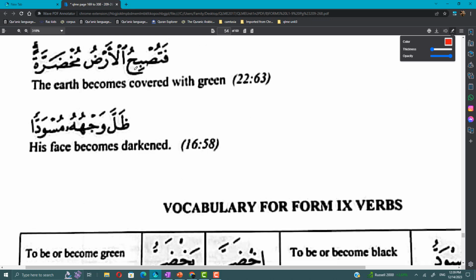Next is fatusbihul ardu mukhdarratan. So which is the word? Mukhdarratan. The earth becomes covered with green. Earth is feminine, that's why a feminine word is used here. Dhalla wajhuhu muswaddan. So muswaddan, his face becomes darkened. That is muswaddan.